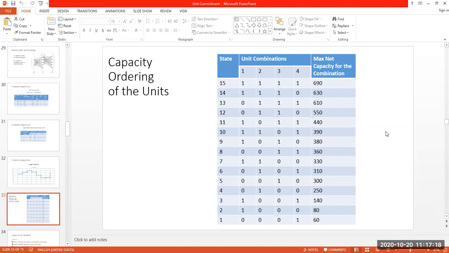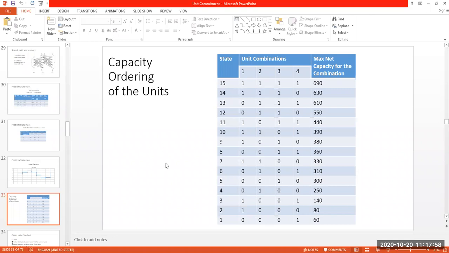Let me clarify this a little more. This is capacity ordering, not binary ordering. I made a mistake. If it were binary ordering, what would you expect? 0001, and the next should have been 0010 and so on, right? But here you see it is arranged in a different manner. This is what is meant by capacity ordering.